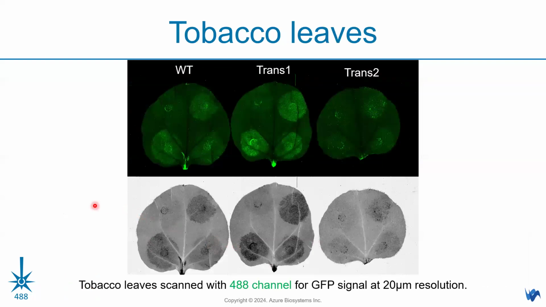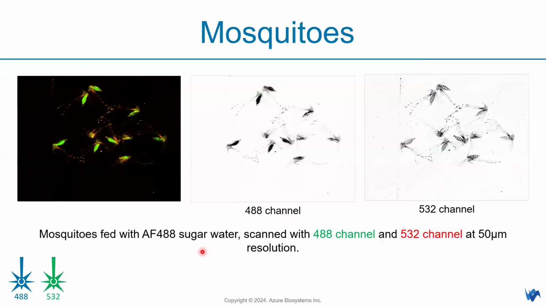So the next one is topical leaves. Looking at the topical leaves, scanned at the 488 channel for GFP signals, at 20 micron resolution. Right, mosquitoes fed with Alexa Fluor 488 sugar water, so the 488 will be visualized in their stomach area, compared to the exoskeleton that you see in the side 3 channel. This is scanned at 50 micron resolution.